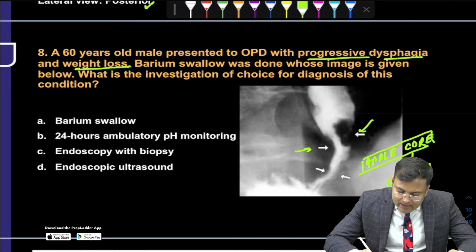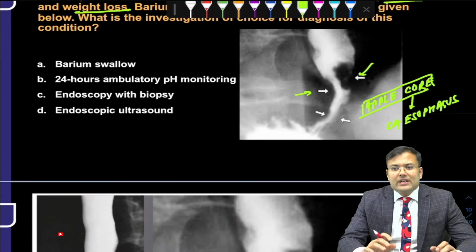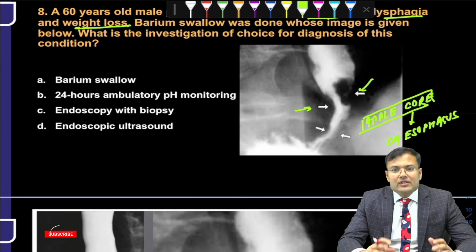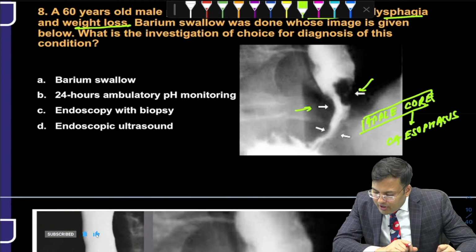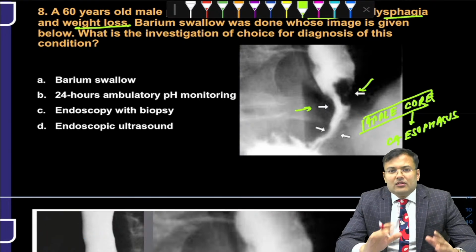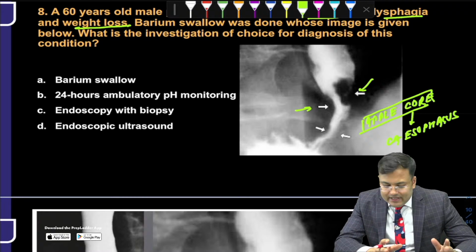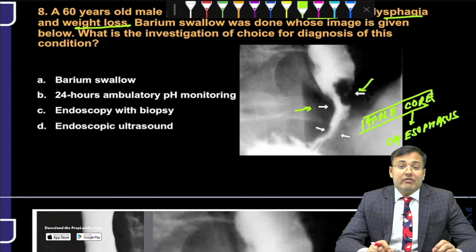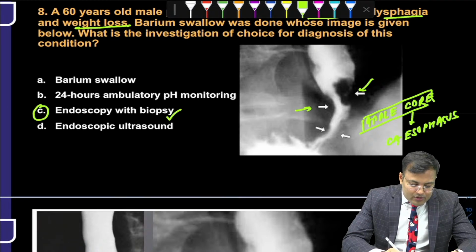Now tell me guys, what is the investigation of choice for diagnosis for carcinoma esophagus? Tell me. I'm waiting for your reply. Shaurya Singh, you are correct. Yes, it is endoscopy with biopsy. Investigation of choice for diagnosis, endoscopy with biopsy.